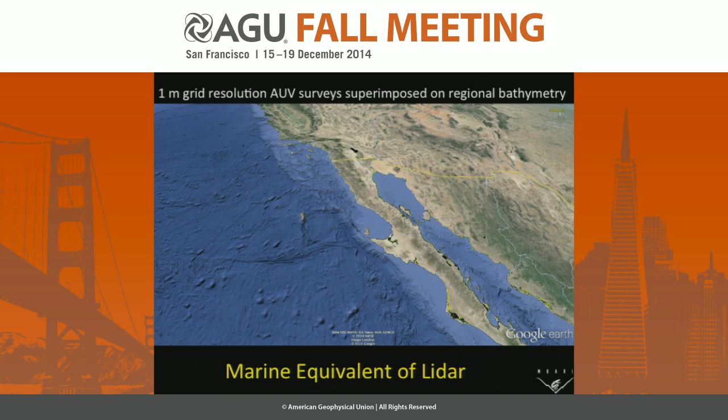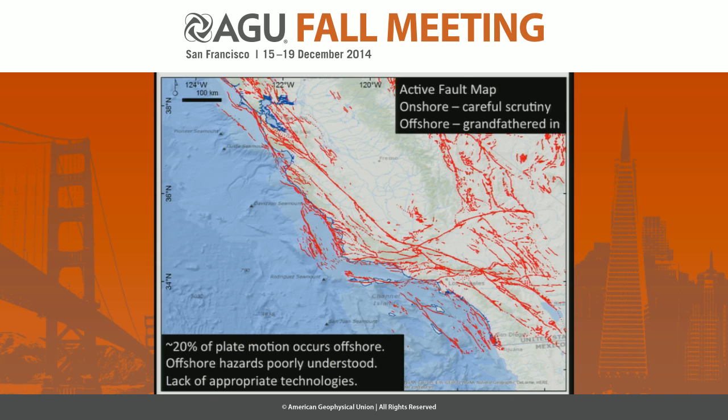I'm now going to move up to Southern California, where again something like 20% of the plate motion is offshore. Now, in the case of Southern California, there are active fault maps, and onshore, these maps have been really carefully scrutinized. Partly scrutinized to make sure that when they say an active fault map, it's actually a fault which happened in the Holocene and the like. But offshore, our understanding of the tectonics is largely grandfathered in.